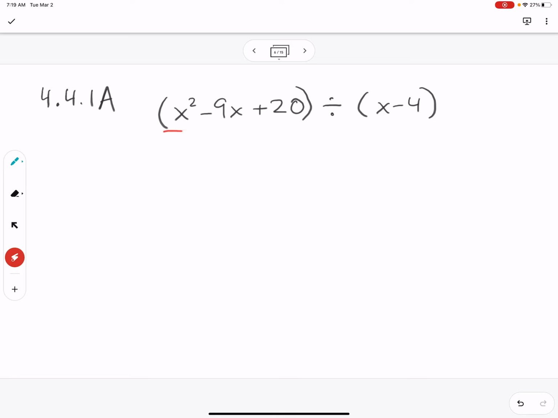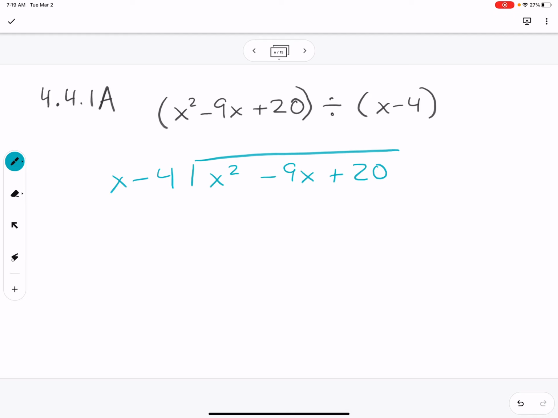So just like long division, we're going to take this and put it underneath that long division sign, and this is going to go outside of it. So I'm going to have my sign here. I'm going to put x squared minus 9x plus 20 underneath, and then x minus 4 out front. Now, as we're going through this, you're going to ask yourself, x times what will give me, depending on which term we're on, this term, or this term, or this term, again, depending on where we're at.